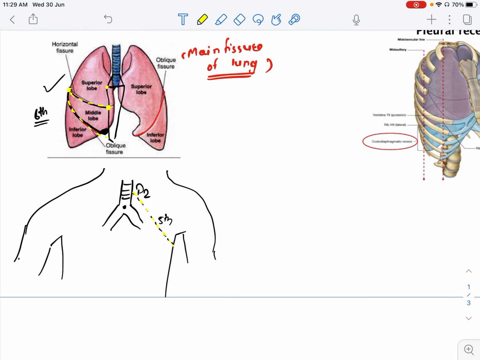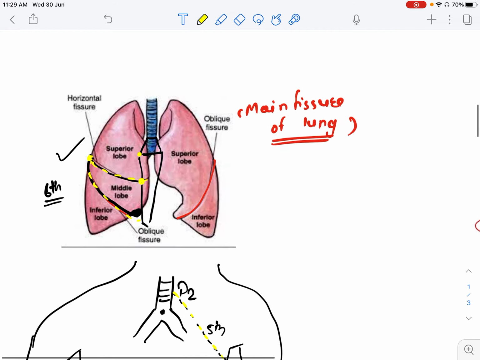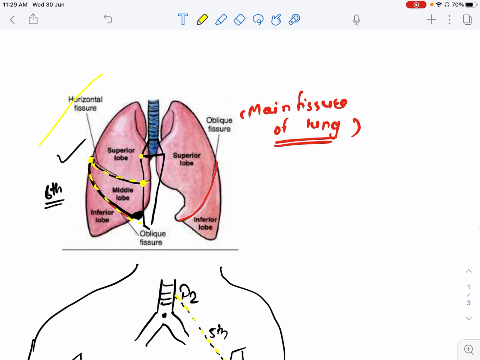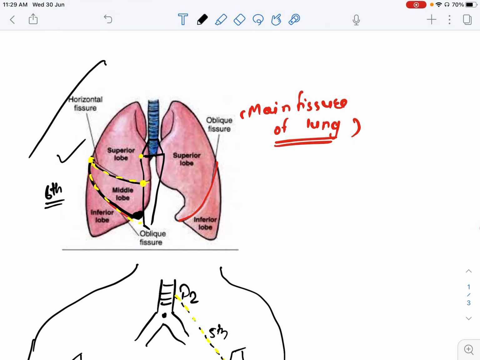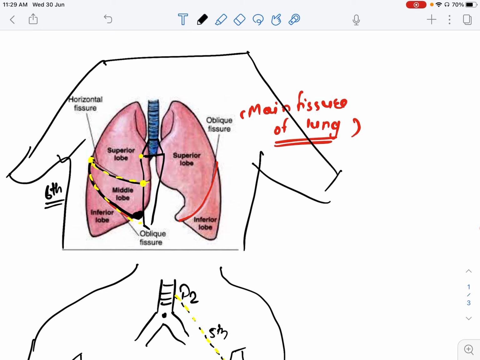So as you can see, if we draw a schematic diagram here as well, it is very clear that this will be your lateral part, this will be mid-axillary line.